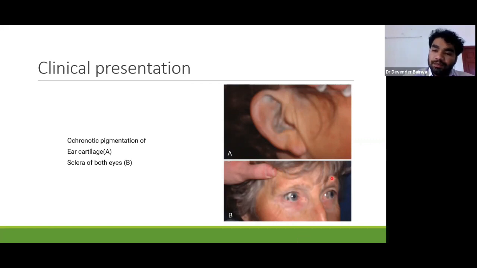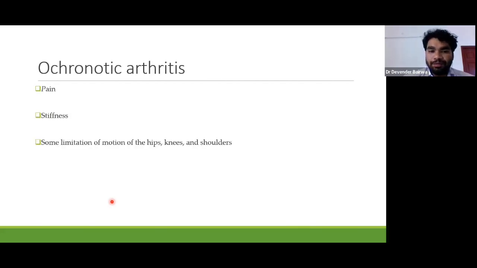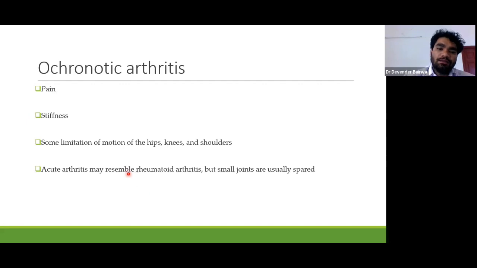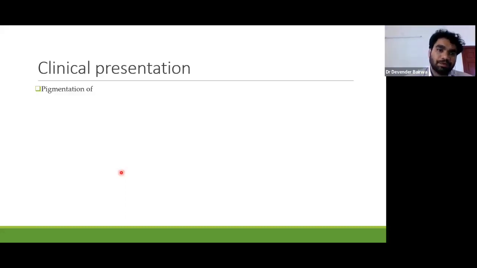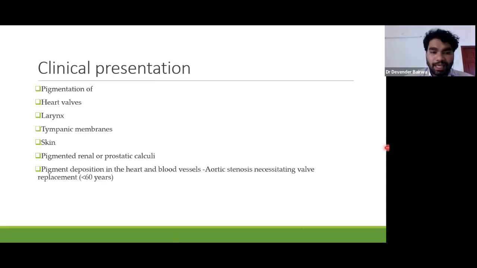And we can also see that in both the sclera there is pigmentation because of deposition of homogentisic acid in this patient. Ochronotic arthritis patients generally present with pain and stiffness. There will be some limitation of motion of the hips, knees, and shoulders. In some cases, it may resemble rheumatoid arthritis, but in general, small joints are usually spared, and the bigger joints, hip, knee, and shoulder, are involved. There can also be pigmentation of heart valves, larynx, tympanic membrane, and skin. There can be presence of pigmented renal or prostatic calculi.